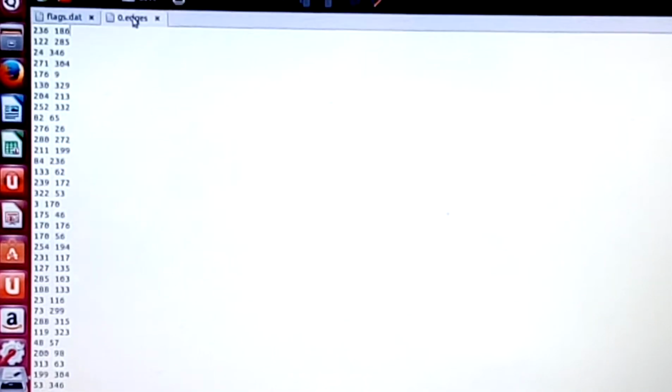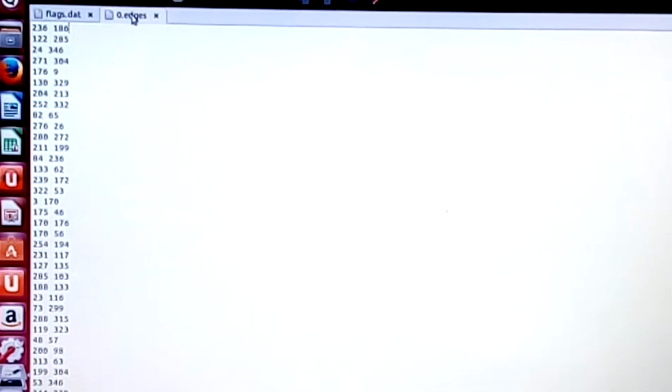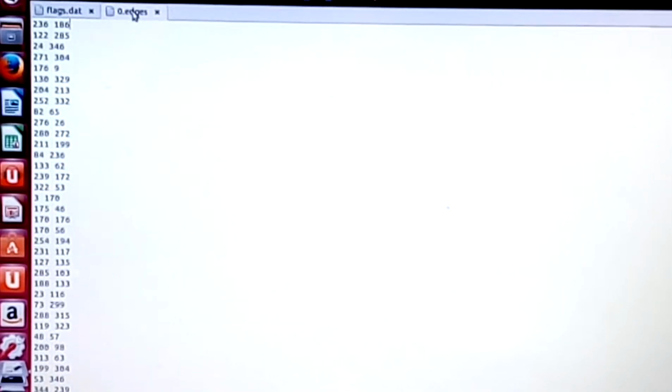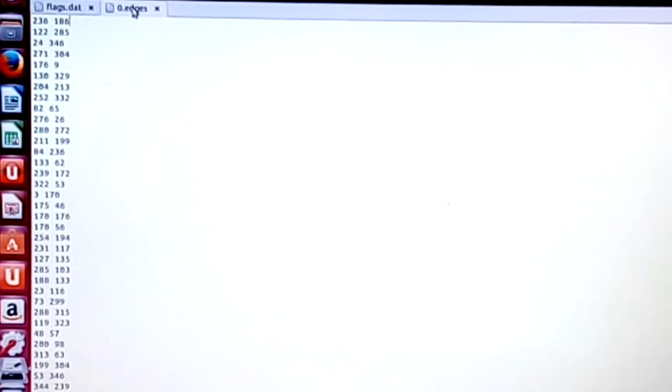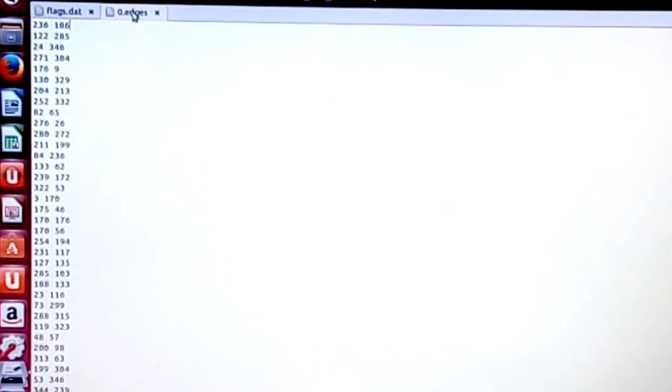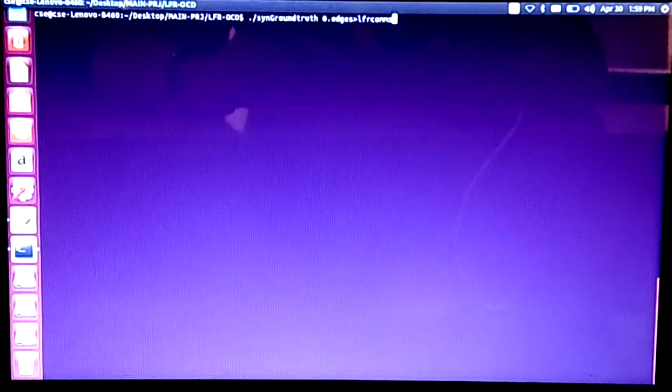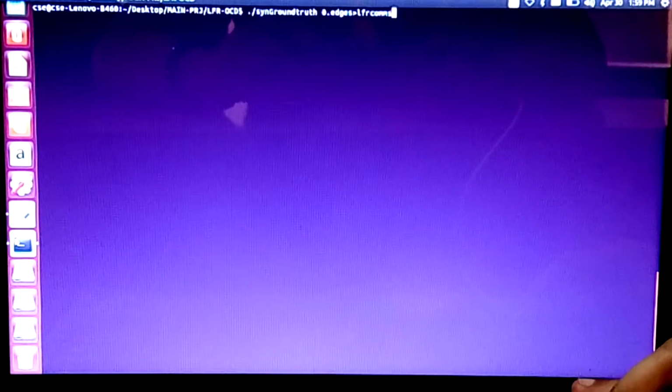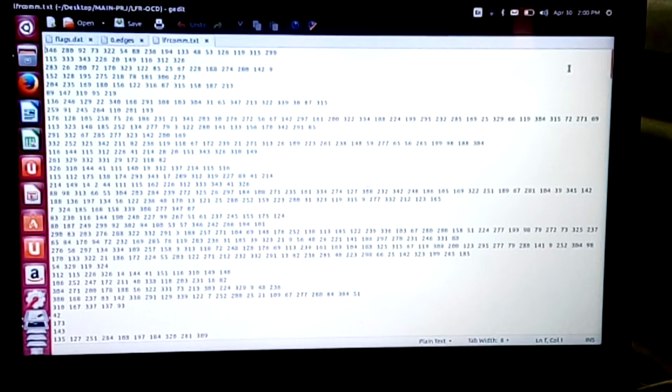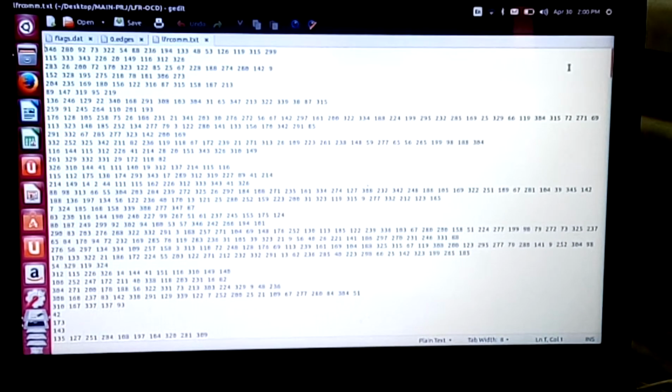0.edges is the input dataset we are using here. In this, 236 and 186 are the nodes. 236 here means that 236 has an edge with node 186. Now we pass the input dataset file 0.edges to the LFR benchmark, and we redirect the output to the LFR comms.txt. These are the communities formed by the LFR benchmark.